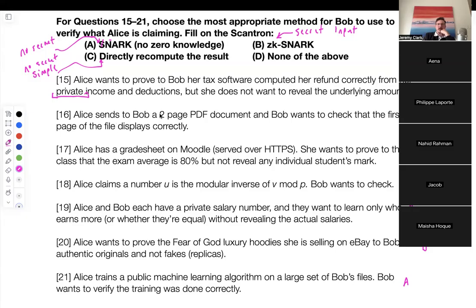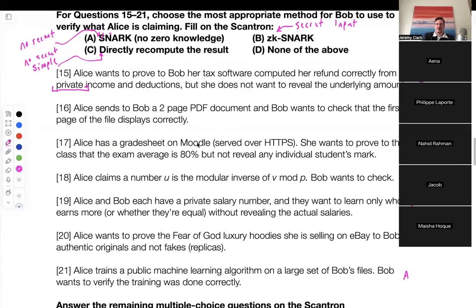Alice sends to Bob a 2-page PDF document, and Bob wants to check that the first page of the file displays correctly. Okay, displays correctly. The only way to know whether it displays correctly is to just open it and look at it. So in this case, you're not going to use any zero knowledge. You're just going to open the PDF and make sure it looks okay.